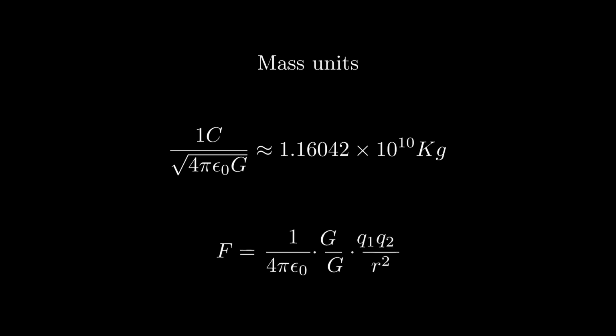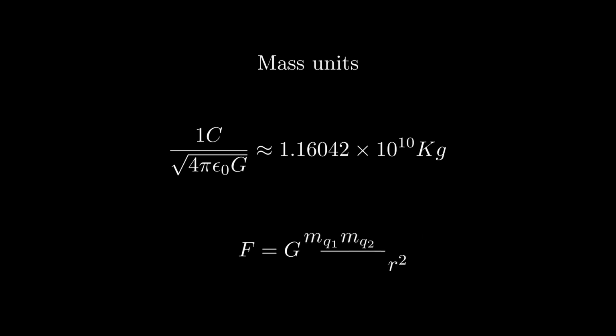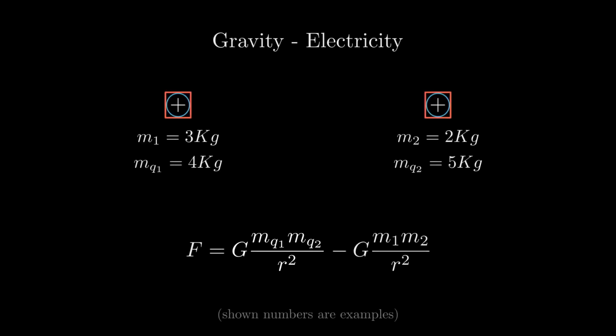So if Coulomb himself would have chosen this way to express the electric force, the two laws would look almost identical. Except they have opposite sign. Yet by doing this change in the unit system, everything can be expressed in terms of kilograms, no coulombs anymore.